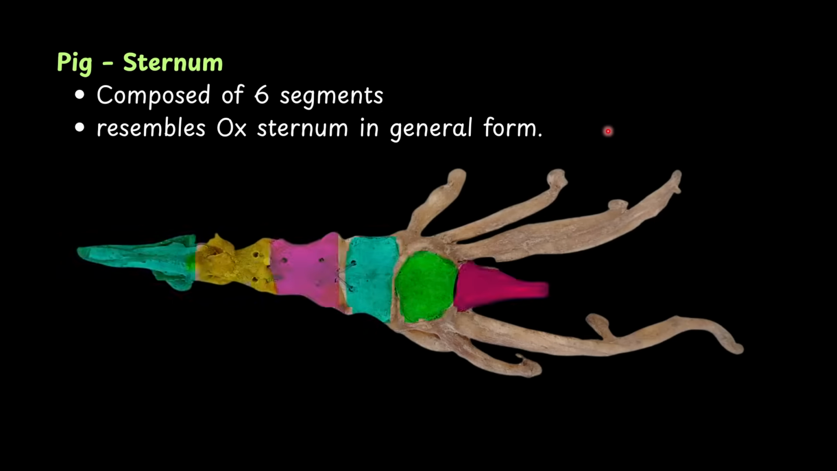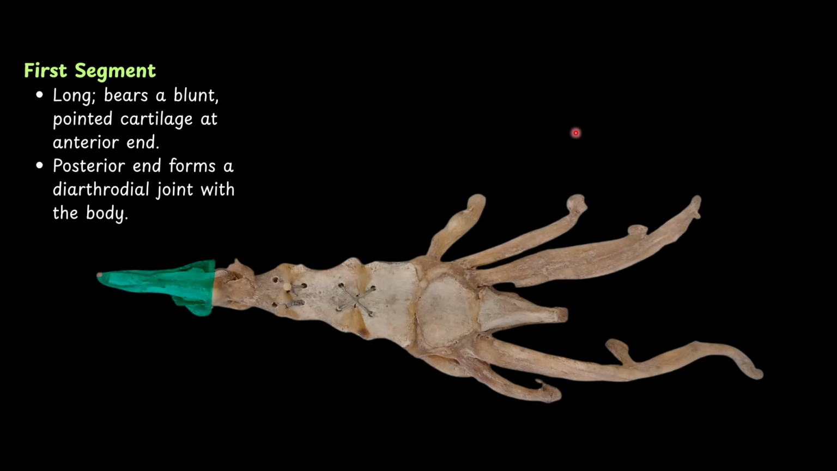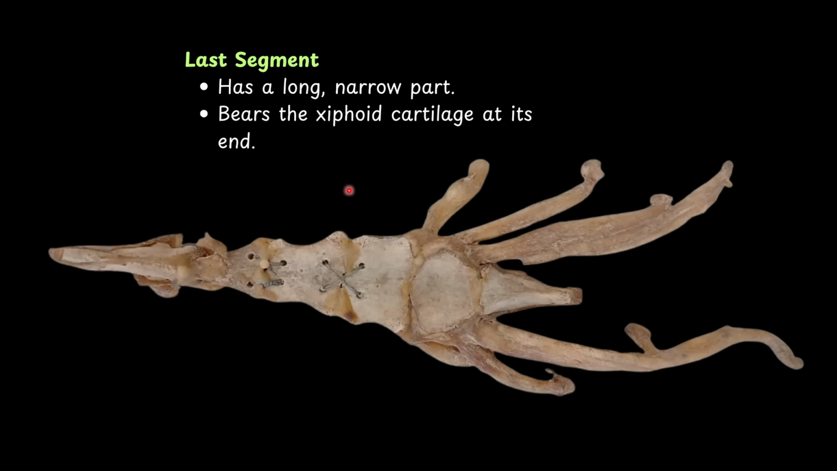Pig sternum is composed of 6 segments. You can see first, second, third, fourth, fifth and sixth. It resembles ox sternum in general form. First segment is long, bears a blunt pointed cartilage at the anterior end. Posterior end forms a diarthrodial joint with the body. Last segment: this is the last segment. It has a long narrow part and bears the xiphoid cartilage at its end.